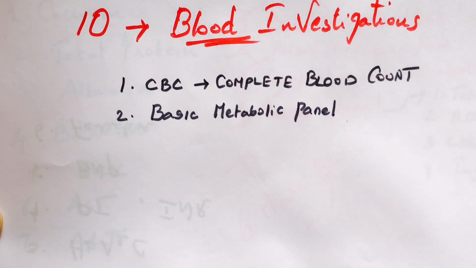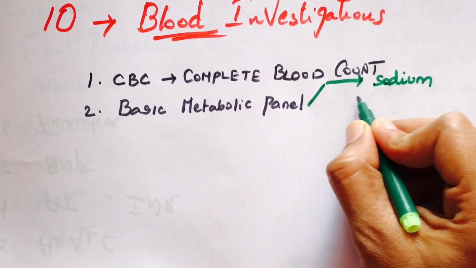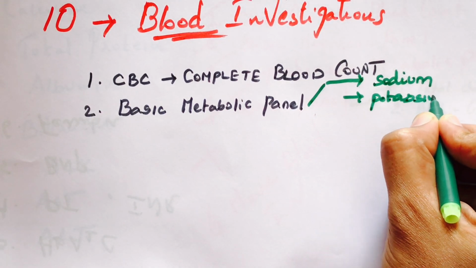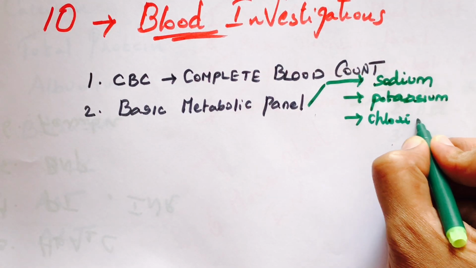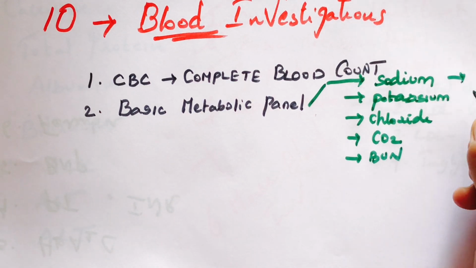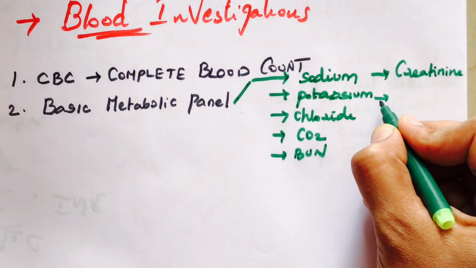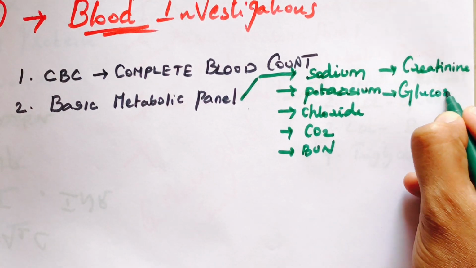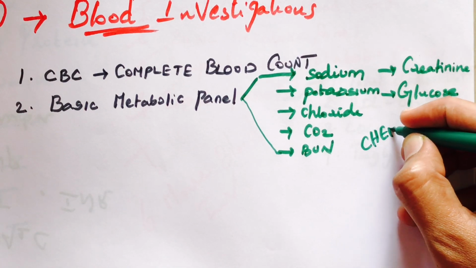or basic electrolyte panel, which includes the most common 7 electrolytes: sodium, potassium, chloride, carbon dioxide, blood urea nitrogen, creatinine, and glucose, which is often referred to as Chem 7.